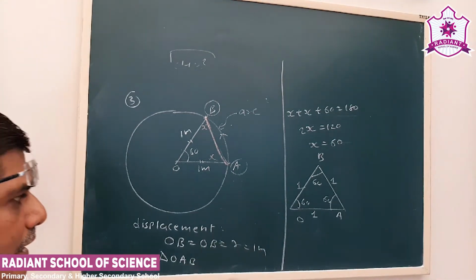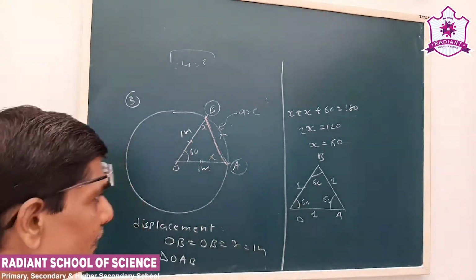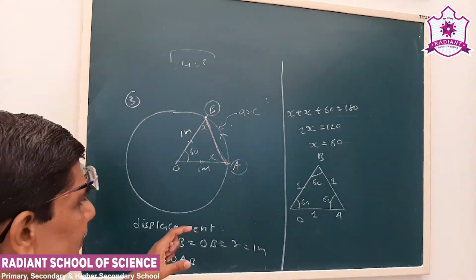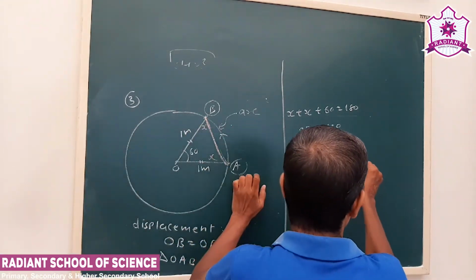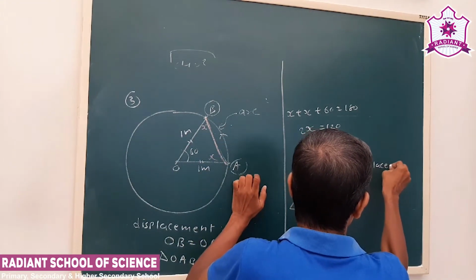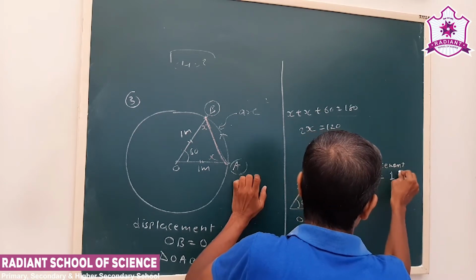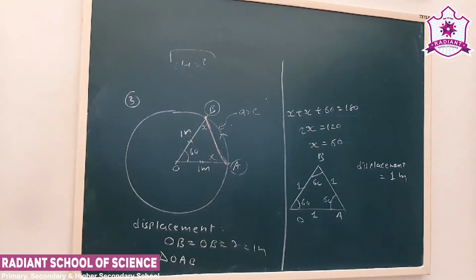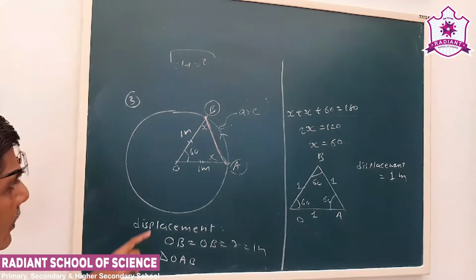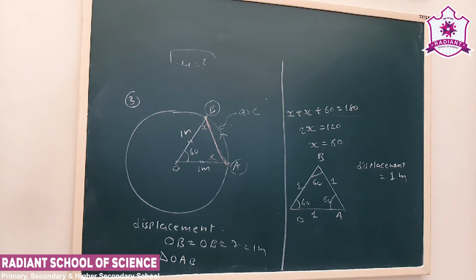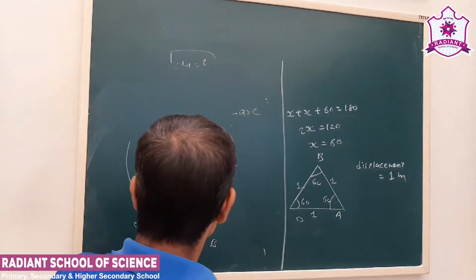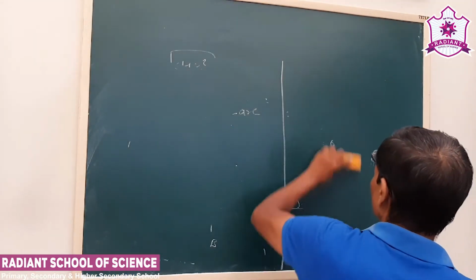If the angles are equal, then the sides opposite will also be equal. So from the geometry we can say all sides will be equal. So this AB also will be 1 meter. So the displacement will be 1 meter. You can see the basic geometry is used here. The particle moves on a circular path from A to B, and we have obtained the displacement. Now this is one MCQ we should know.